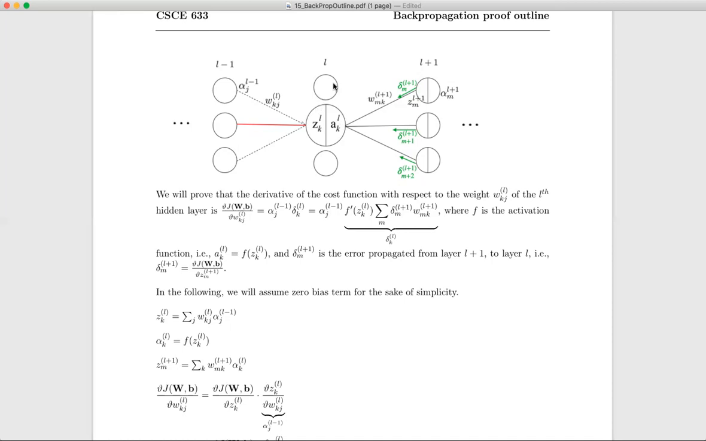In the next video, we're going to provide an example of how this update rule would work for a simple neural network.